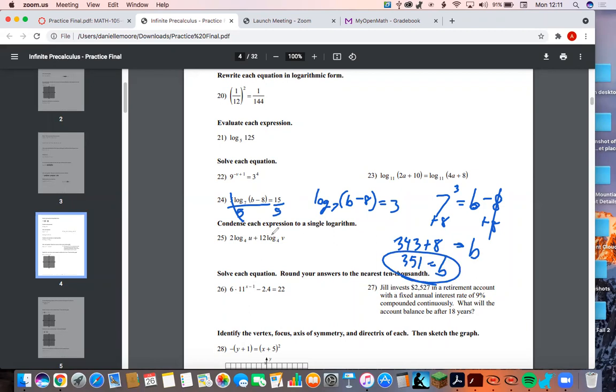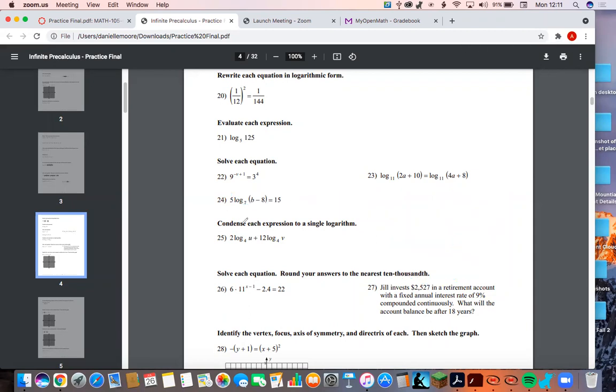All right. And then condense to a single logarithm, something like this. It'll be hard to condense these to a single logarithm if they have stuff dancing around them, so the 2 and the 12 probably have to go. And so remember how that goes. A number out in front of a logarithm could also be a power inside of a logarithm. So I could think of that 2 log base 4 of u as being log base 4 of, hold up.